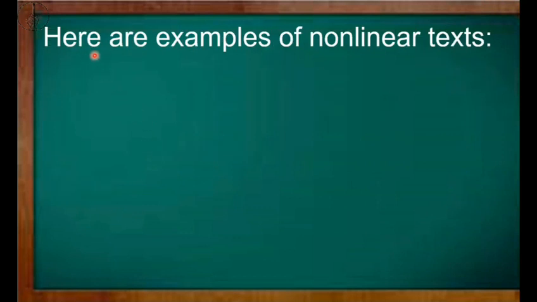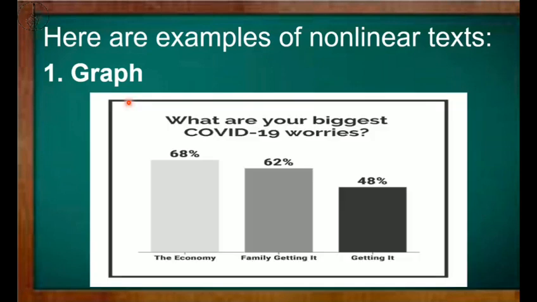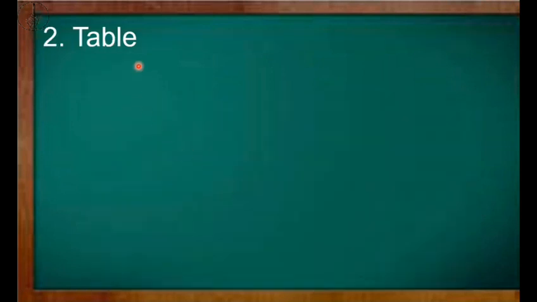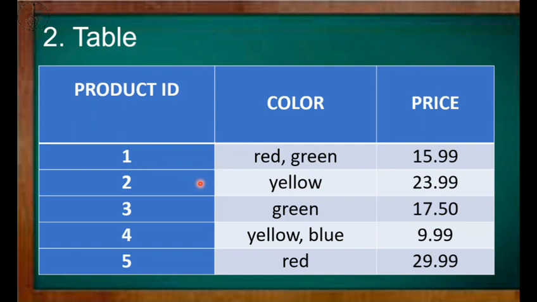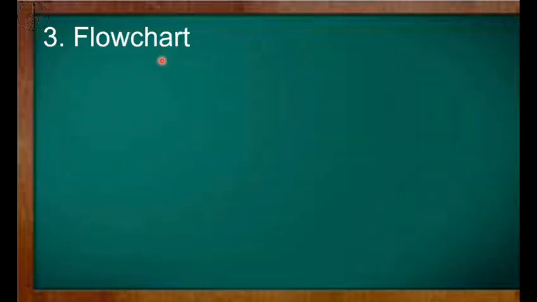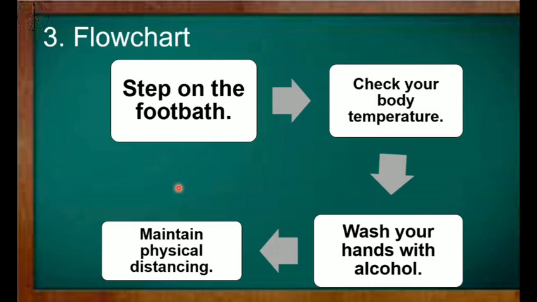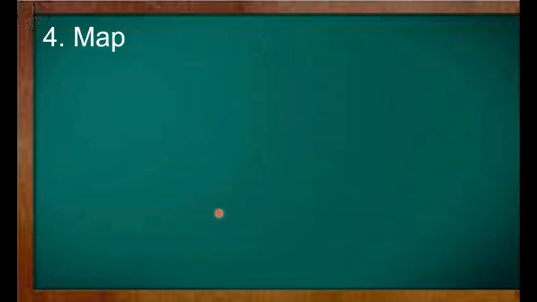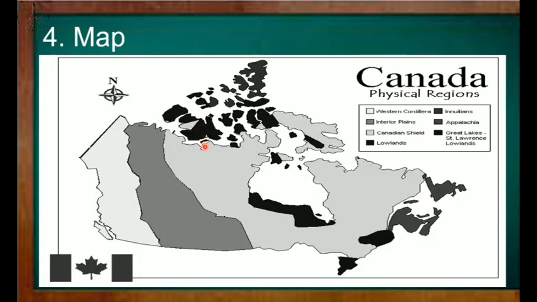Okay. Now here are examples of nonlinear text. We have a graph, like this one, and we have a table, like this, and we have also a flowchart, like this one. The idea here is flowing from this part up to the end. Okay. Number 4, we have also a map, like this example, a map of Canada.